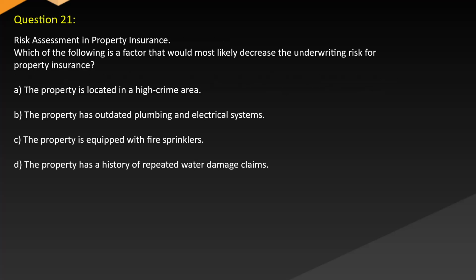Question 21. Risk assessment in property insurance. Which of the following is a factor that would most likely decrease the underwriting risk for property insurance? A. The property is located in a high crime area. B. The property has outdated plumbing and electrical systems. C. The property is equipped with fire sprinklers. D. The property has a history of repeated water damage claims.